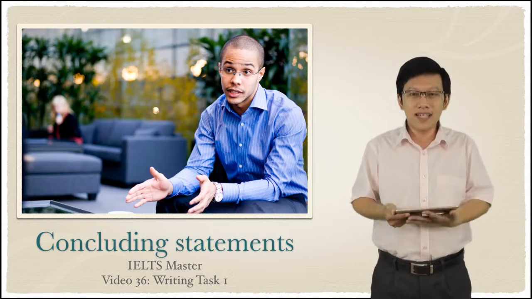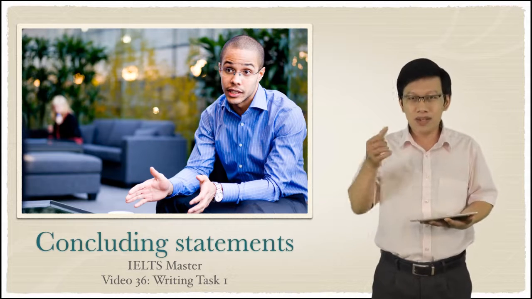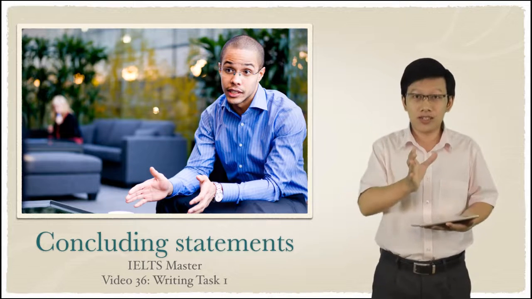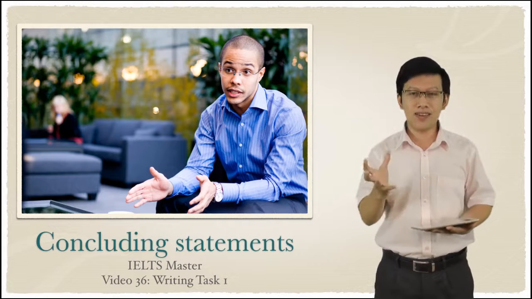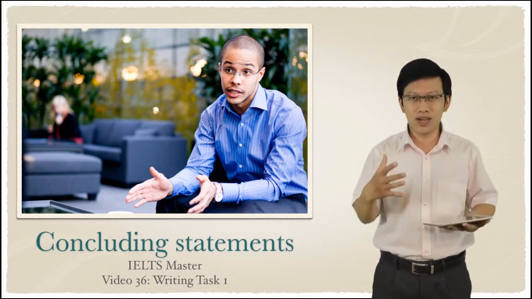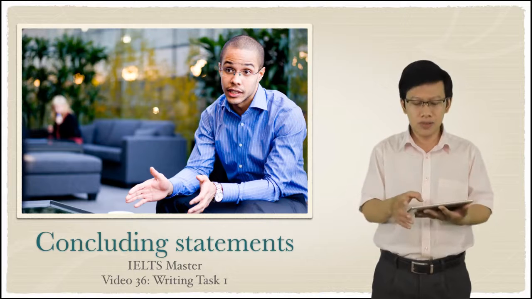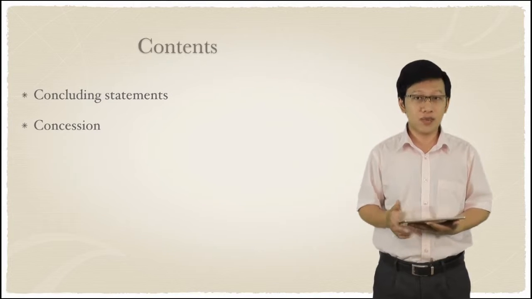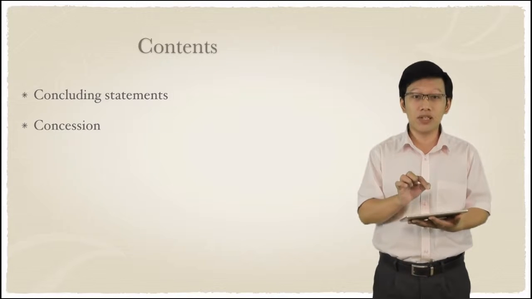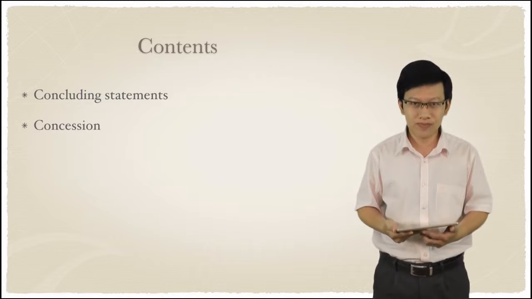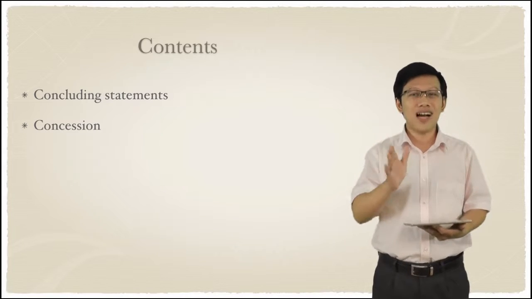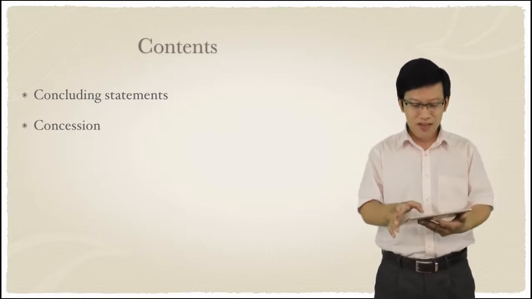When you're describing a graph or a chart, sometimes there is a need to conclude it in a way, like the last sentence that you write to summarize it. So how are we going to do this? In terms of contents, today we're going to take a look at the concluding statement first, and then we'll see how concession works. What is concession? Well, I'll explain that when we come to the point.